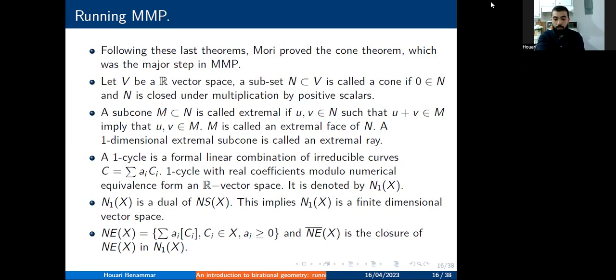Okay, so now we define the numerical effective cone. That means the cone of cycles written as the sum of a_i times the class of C_i, where the a_i are always positive. And we take the closure of this. So the closure of this is called the cone of curves. Okay.